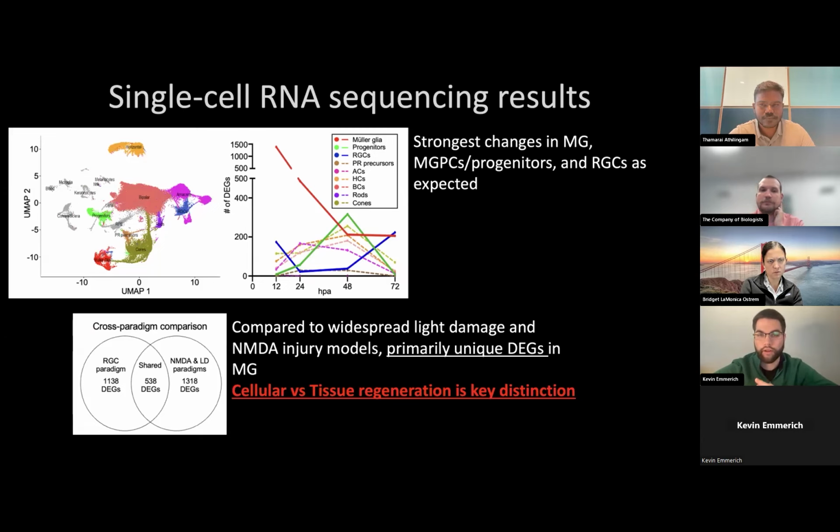And one of the most important findings I'm going to share with you is that if you take all of the differentially expressed genes in our Mueller glia and compare them to the other injury models that have been published by the Blackshaw lab, you can see that there's actually a strong difference in how many differentially expressed genes are unique or shared between the paradigms. It was also interesting that both paradigms across their time points had about 1,600 to 1,800 total differentially expressed genes. And again, only about a third are shared. So we can already say that there's a huge distinction between cellular and tissue regeneration at the molecular level.